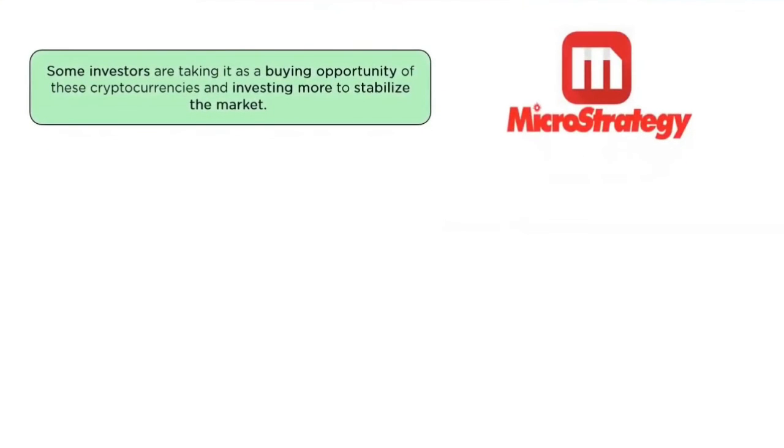Despite their dramatic downturns, these cryptocurrencies have consistently recovered from their downtime. People in the crypto market systems have termed this decline as a short-term correction. Long-term investors like MicroStrategy call this crash a buying opportunity of these cryptocurrencies and is investing more to stabilize them.